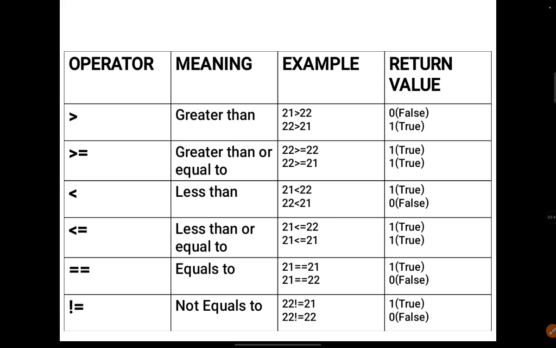Equal to: 21 equals 21. It is true, so it returns 1. 21 is equal to 22. It is not true, it is false, so it returns 0. Not equal to: 21 is not equal to 21. 21 is not equal to 22, so it is true, so it returns 1. 22 is not equal to 22. It is false, so it returns 0.